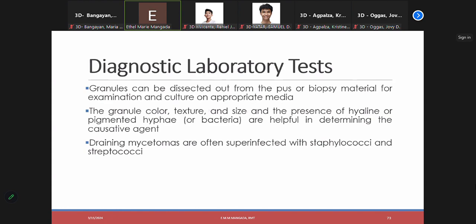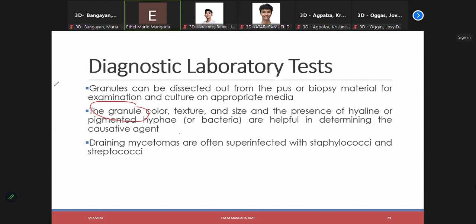So lab diagnosis, just like the others earlier, we get to see the granulomatous lesions. The granule color, texture, and size can also be described. The hyphae of the microorganism that we see there can be hyaline or pigmented. For this diagnostic laboratory, remember earlier we said there are those that cause white granules, and there are those that cause black granules.